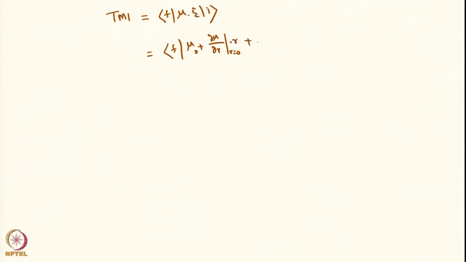Now let us go back to the transition moment integral. The transition moment integral is given by the integral of f mu dot epsilon I. Now, your mu itself is written as mu naught plus d mu by dr at r equal to 0 into r plus 1 over 2 d square mu by dr square evaluated at r naught into r square plus etcetera, whole thing times epsilon I.